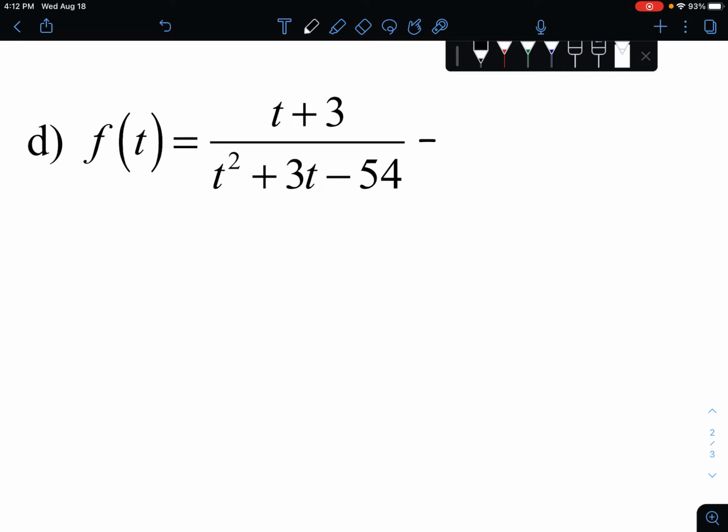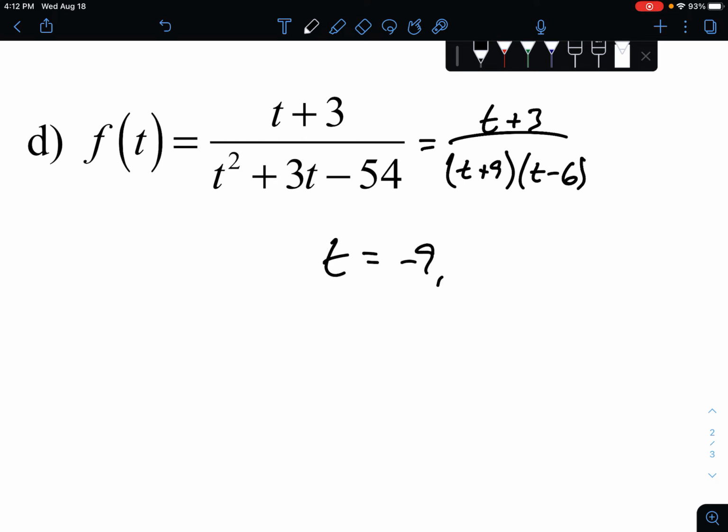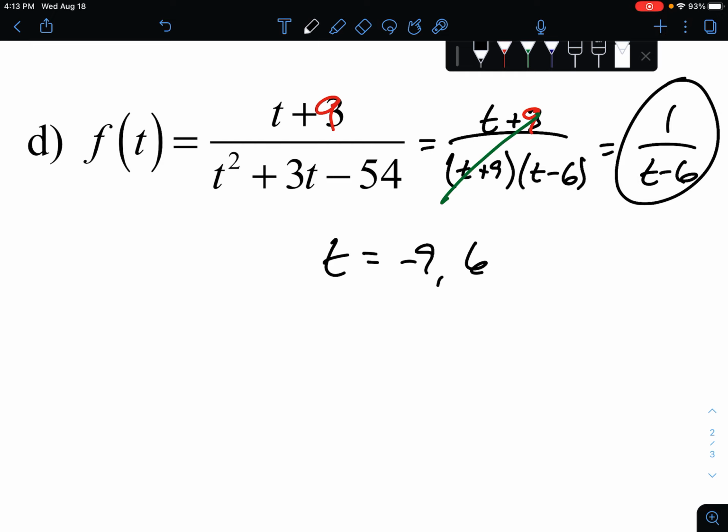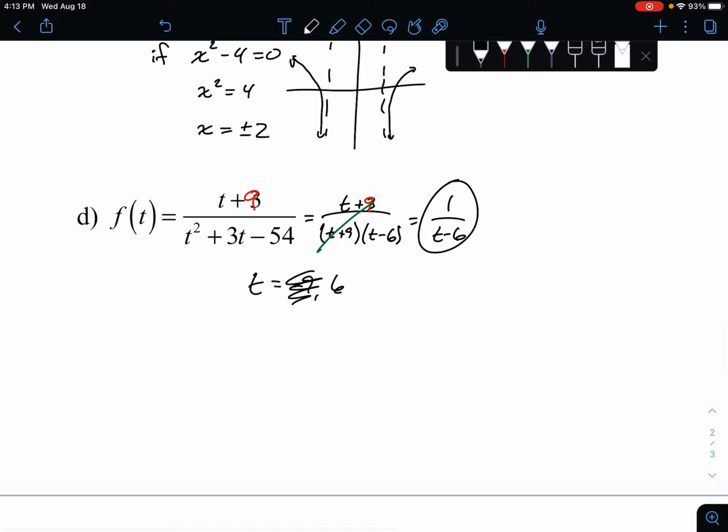Okay, last one. If I see a quadratic, then factor it. t plus 3 over, let's see, (t plus 9)(t minus 6). So I have 2 vertical asymptotes at -9 and positive 6. If, big if this were like plus 9 up top or something like that, then I would be able to divide those out. This would simplify to 1 over t minus 6. The rest of my function pieces would act like this function 1 over t minus 6, and I would only have one vertical asymptote at t equals 6.